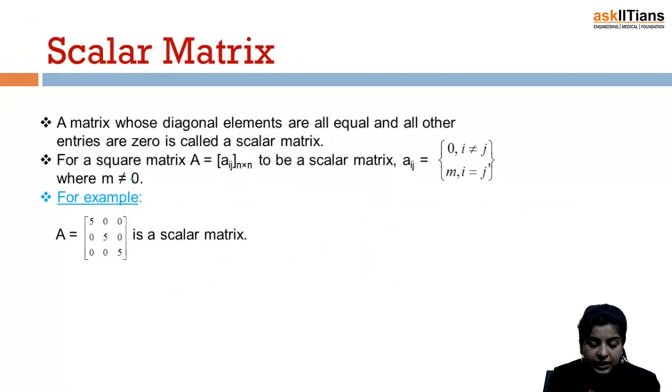Next we have a scalar matrix. A matrix whose diagonal elements are all equal and all other entries are 0 is a scalar matrix. Mathematically, we can say a matrix for which Aij is 0 for every i not equal to j and m for every i equal to j, where m is non-zero. It simply means that all the non-diagonal elements should be zeros, while the diagonal elements can be any scalar k, but that scalar k must be non-zero. And all the diagonal entries need to be the same, only then will you term that matrix a scalar matrix.